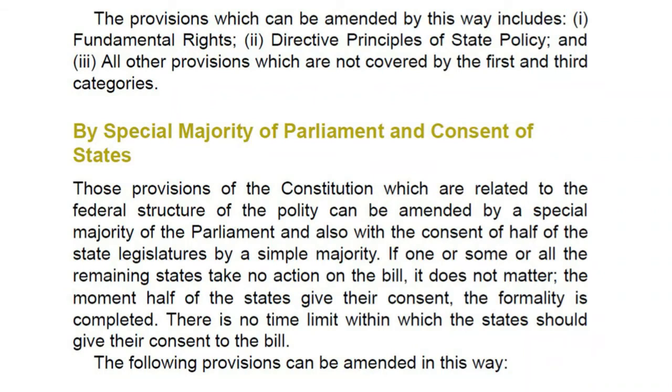By special majority of Parliament and consent of states, those provisions of the Constitution which are related to the federal structure of the polity can be amended by a special majority of the Parliament and also with the consent of half of the state legislatures by a simple majority. If one or some or all the remaining states take no action on the bill, it does not matter; the moment half of the states give their consent, the formality is completed. There is no time limit within which the states should give their consent to the bill. The following provisions can be amended in this way.